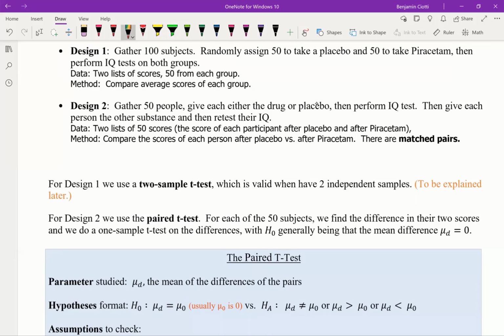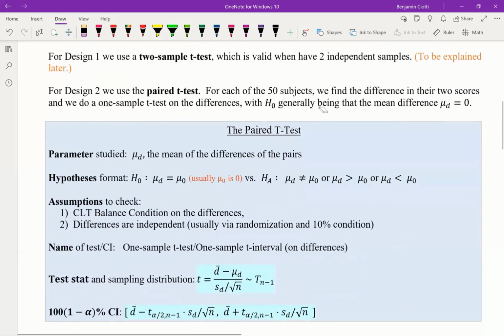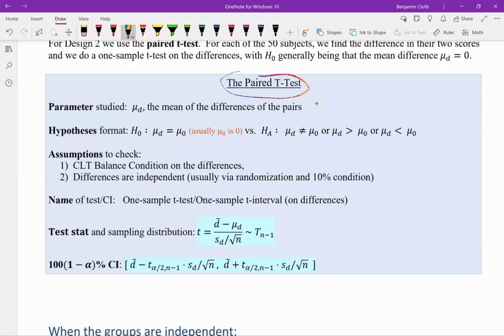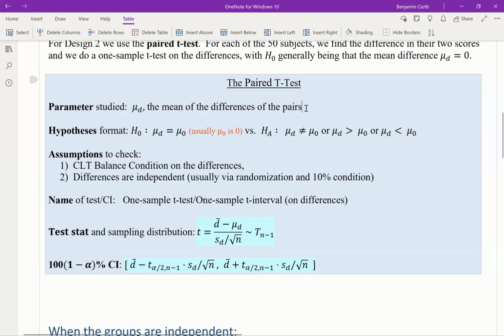The null hypothesis is generally that the mean difference is 0. And since we're just doing a normal standard one sample t-test, there's actually not that much that's new here. So in summary, for the paired t-test, we're studying the mean of the differences of the pairs. Right, so you take all the differences, take their mean.